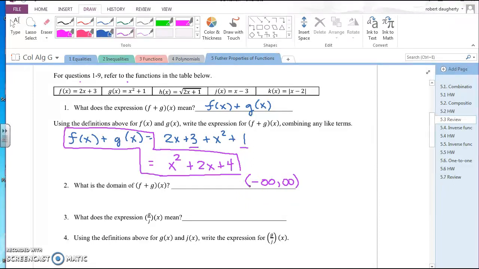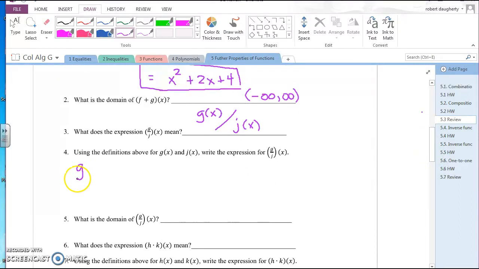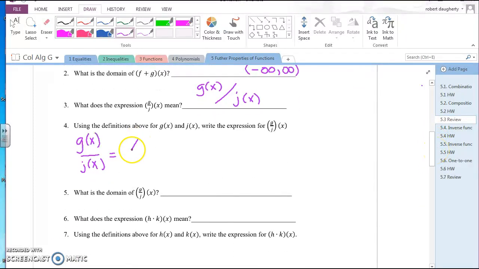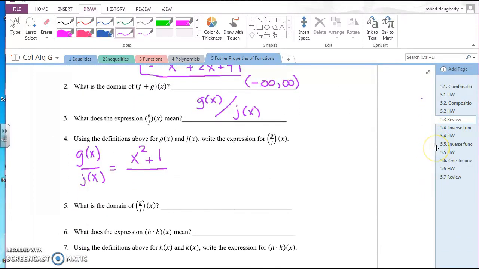What does the expression g over j of x mean? That means g of x divided by j of x. Using the definitions above for g and j, write the expression for g over j of x. So g of x over j of x is going to be equal to, my definition for g is x squared plus 1. My definition for j is x minus 3.